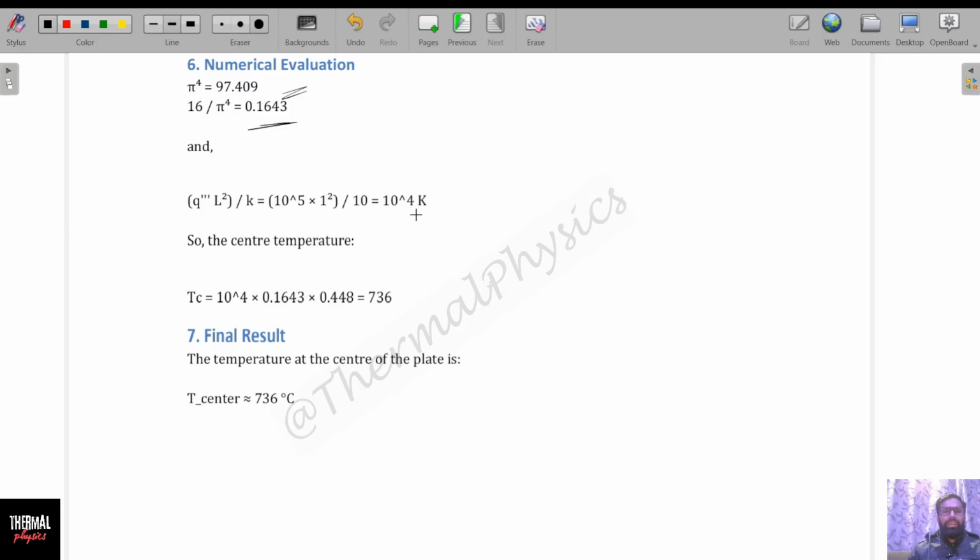And k here is 10 from the problem given. So we get this term 10 to the power 4. I'm taking big jumps. I'm not solving this in detail because our goal is the COMSOL solution.